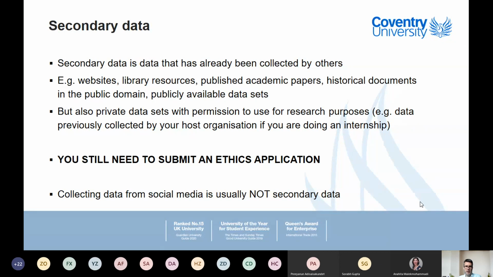So although they are in the public domain, they are not exactly considered as being in the public domain, and I will clarify that shortly. So first, a big type of data, secondary data.